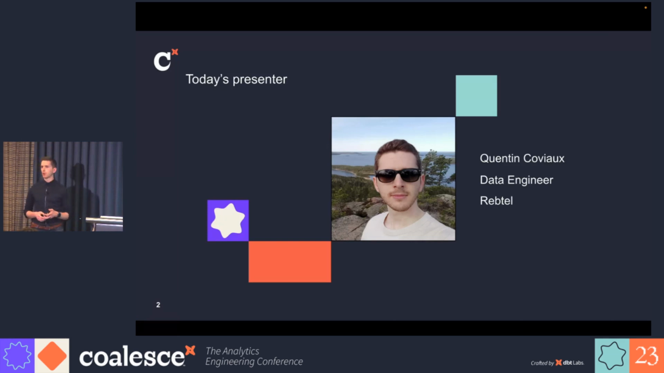So for those of you who don't know, Rebtel is a cross-border tech company that was created in 2006, so quite a long time, although not 200 years ago, but fairly decent for the digital age. And then we are basically a telecom/fintech company where we enable migrant workers that go live abroad to stay connected with their family and their loved ones.